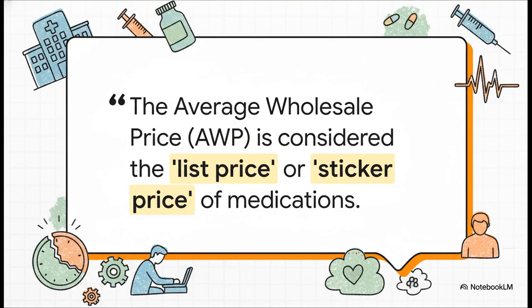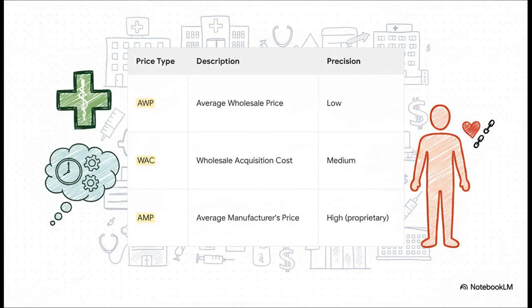First up, medications. You might see a charge on your bill based on something called the average wholesale price, or AWP. The easiest way to think about this is like the sticker price on a brand new car. It's an official list price, sure, but it's almost never what big buyers like hospitals or insurance companies actually end up paying. So to get closer to the real cost, economists have to look at other numbers. The wholesale acquisition cost, or WAC, is a step closer. That's kind of like a catalog price.